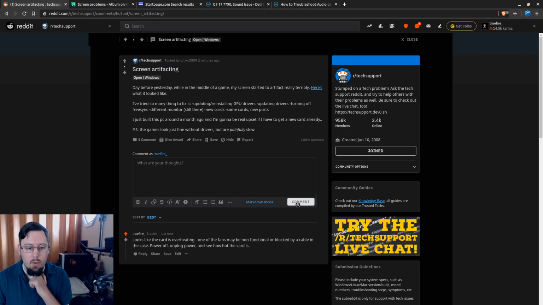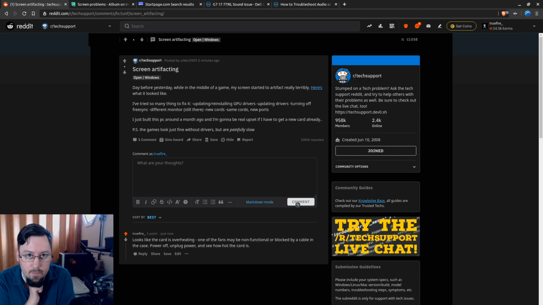Alright, so I told them it looks like the card is overheating. One of the fans may be non-functional or blocked by a cable in the case. Power off, unplug the computer, and see how hot the card is. It is very important to unplug a desktop if you're going to be playing around inside of it, because you can shock yourself to death. That's something a lot of people overlook.